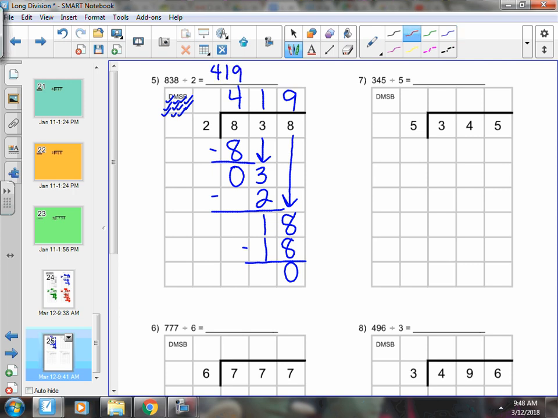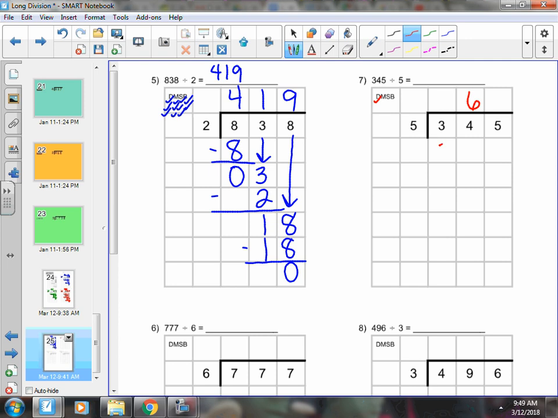Let's do the one right next door. 345 divided by 5. So I'm thinking groups of 5, groups of 5, groups of 5. How many groups of 5 fit into 3? Well, 0. And you could write that and go through the process, but a lot of kids just like to look at the next digit and think, how many groups of 5 fit into 34? Let's see, 5 times 7 is 35. That's too much. So let's do 5 times 6. 6 groups of 5. That's our divide step.